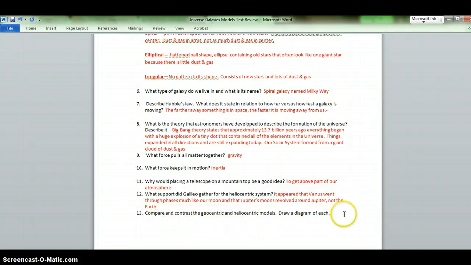Compare and contrast geocentric and heliocentric models and then draw a diagram. Again, I'm not going to draw a diagram, but please refer to your foldable notebooks where you did that, or on page 555 and 556 of your textbook. The geocentric model is simply Earth-centered, with everything revolving around Earth. And this originally was supported by Ptolemy and Aristotle.